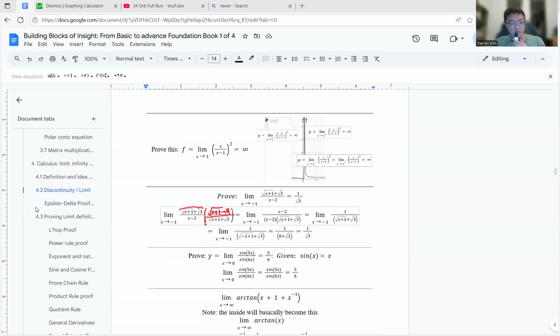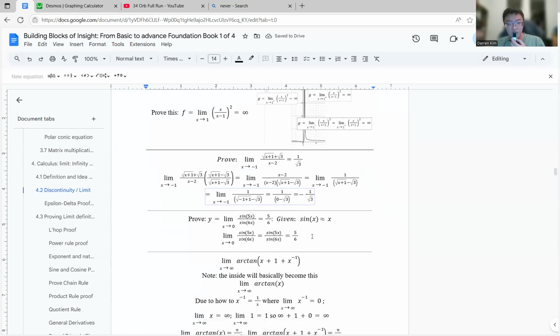Did I make a mistake here? I think I did. This is supposed to be a minus here. This is not supposed to be a negative, and this is supposed to be a minus here, and this is supposed to be a minus here, and then this is a minus, then this is a minus. Therefore, the whole thing is a minus. I did not make a mistake there.